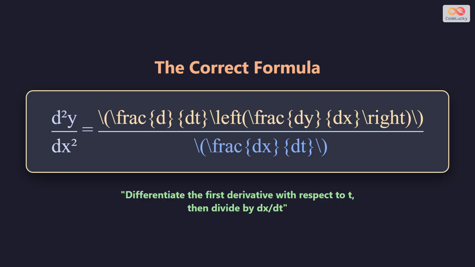Here is the correct formula you need to memorize. To find the second derivative, we take the derivative with respect to t of our first derivative, dy/dx. Then, we must divide that entire result by dx/dt again. This extra division by dx/dt accounts for the chain rule when converting from x to t.